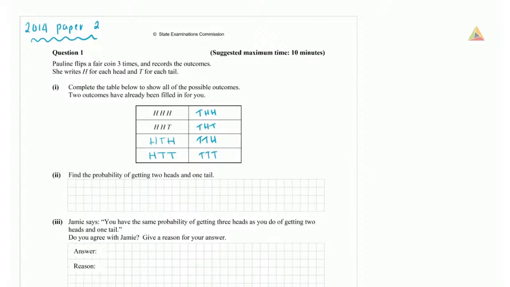So the first question there, find the probability of getting 2 heads and 1 tail. So how many options can we count in the table there where we have 2 heads and 1 tail? So if we look, 2 heads and 1 tail, that's one option. 2 heads and 1 tail, that's another option, and 2 heads and 1 tail. So that's 3 I see there. So that's going to be 3 out of the total, which is 8, because we have 8 combinations. Now, if we wanted to write that properly, the probability of getting 2 heads and 1 tail equals 3/8.